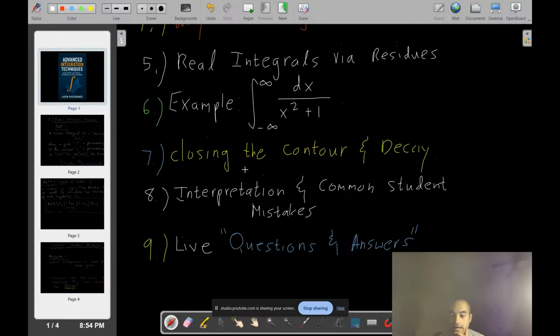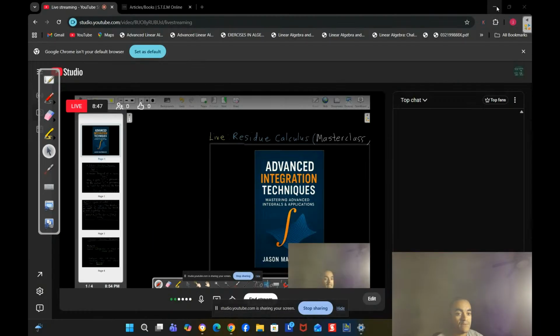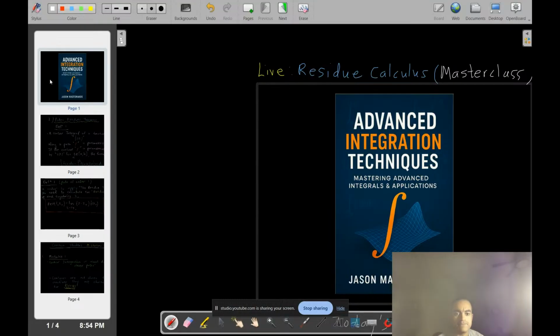When I was a student, I had some trouble with it, and then I mastered it at some point. I had one professor that helped me understand contour integration deeply, so I managed to really understand it at a conceptual level. But at first I was making mistakes, so I know some of the common student mistakes. And then number 9 will be live questions and answers, so any questions you have after. Let's see if anyone is in the live show right now.